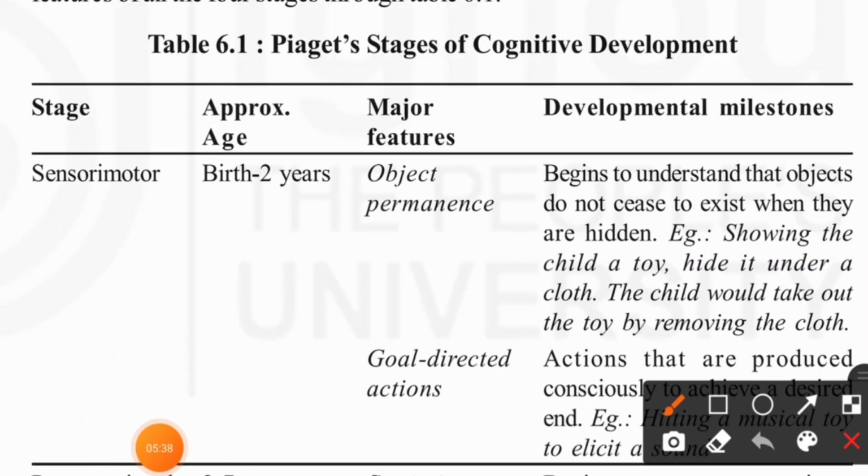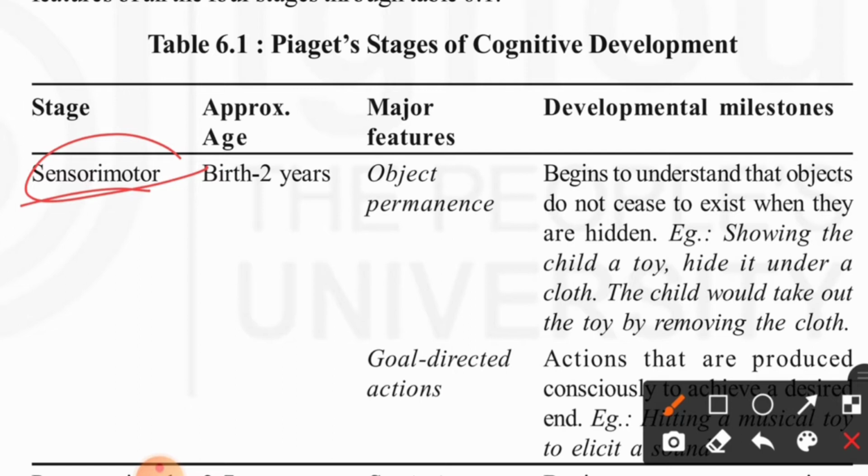Now further, Piaget has given the 4 stages of development. As per Piaget, there are 4 stages of cognitive development. So what are these 4 stages? First, it is called sensorimotor. Now what is the sensorimotor?